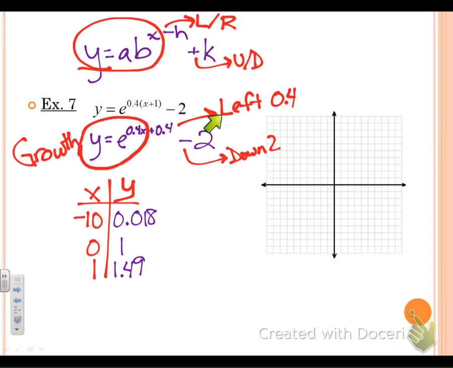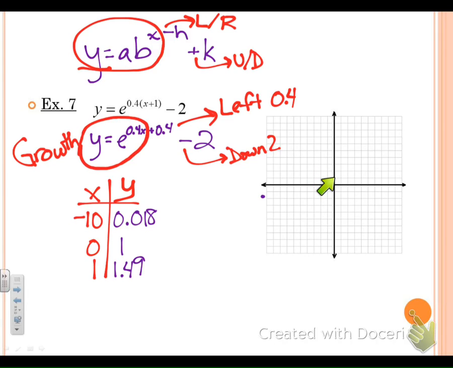So now that I look at the translations, I'm going to move all of these points left 0.4 and then down 2. So let's see. The old point was -10 and then a little bit above. Now I'm going to move half a little over, but then down 2. So it's a little off. We're looking outside here. We're off the grid.